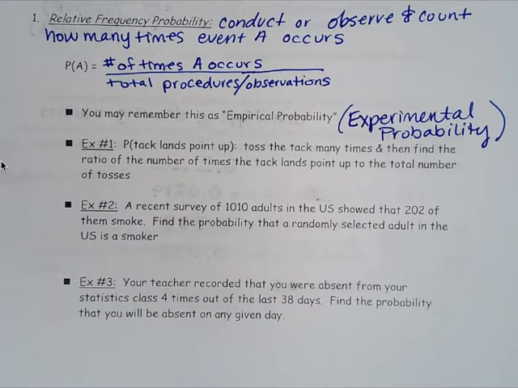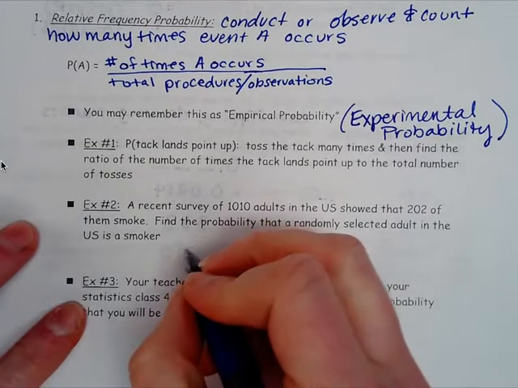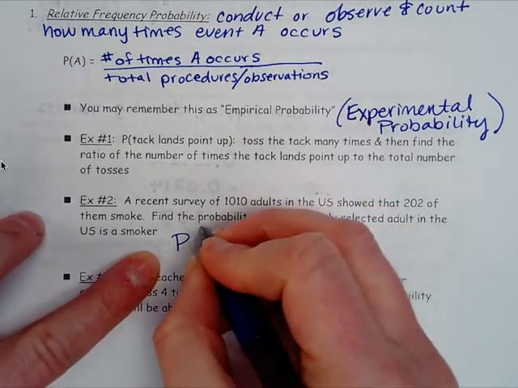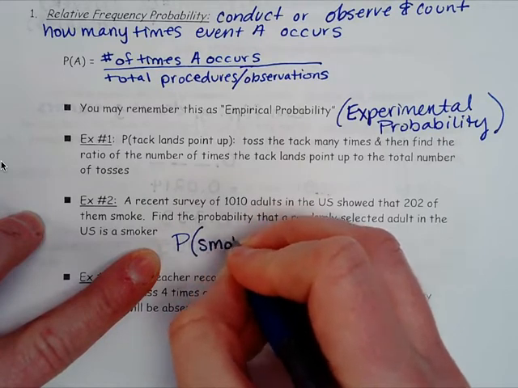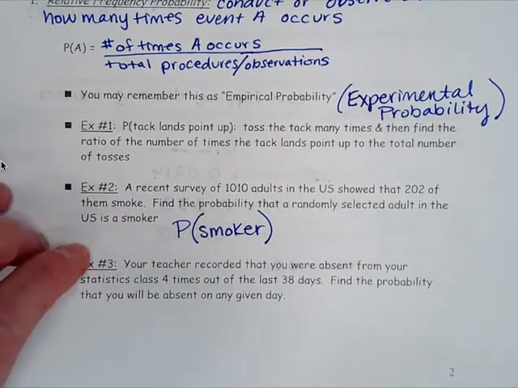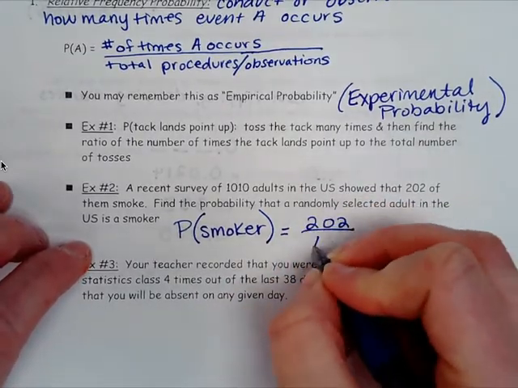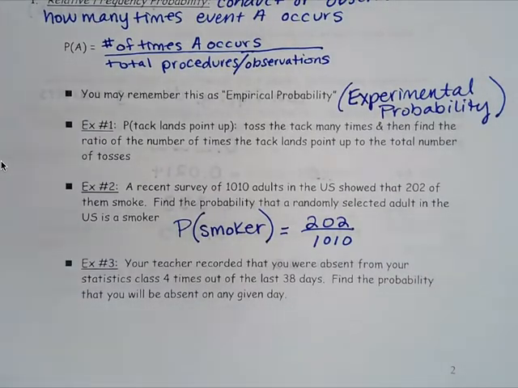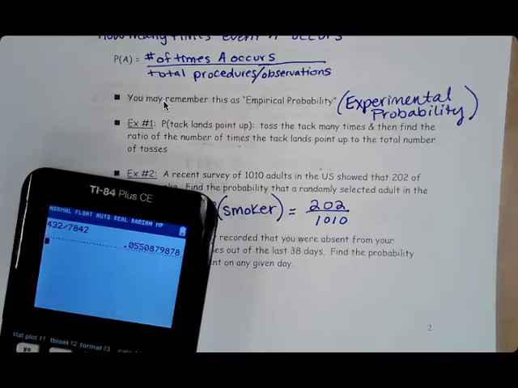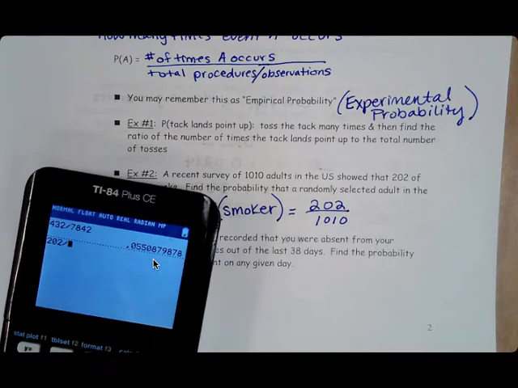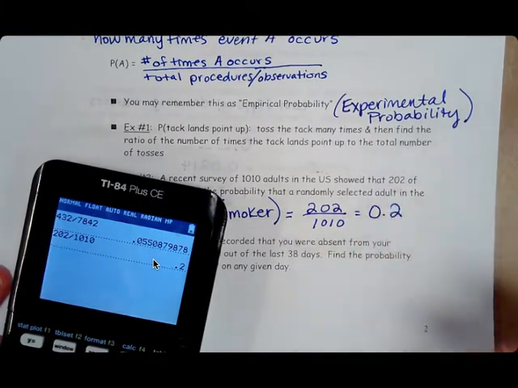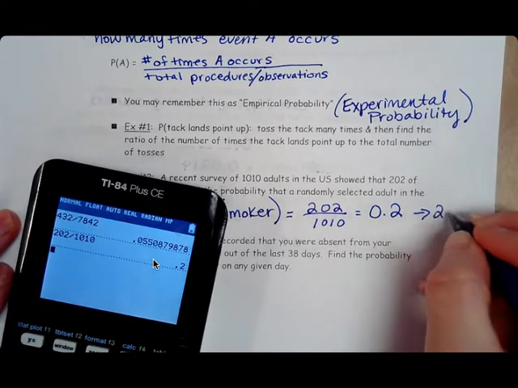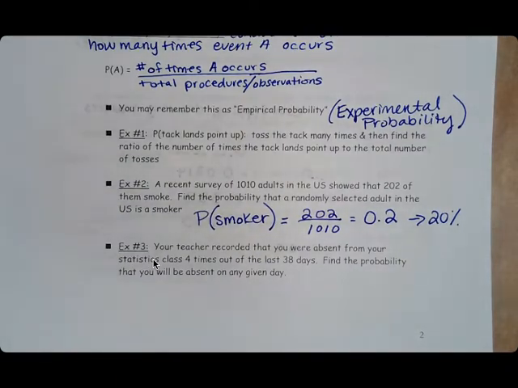Example two, a recent survey of 1,010 adults in the U.S. showed that 202 of them smoke. Find the probability that a randomly selected adult in the U.S. is a smoker. So on this one, we're going to use P for probability of, in parentheses, the event. The event is you picked a smoker, so I'm just putting smoker. 202 over 1,010. So we're going to divide that. We do 202 divided by 1,010, and we just get 0.2. So there's a 20% chance, right? Because this will convert to 20%. 20% chance that if you randomly select a U.S. adult, you would get someone who smokes.